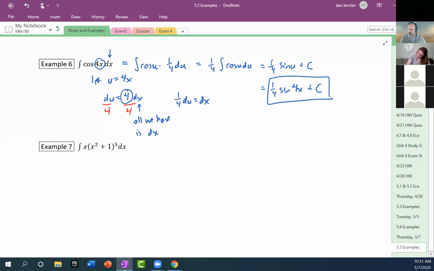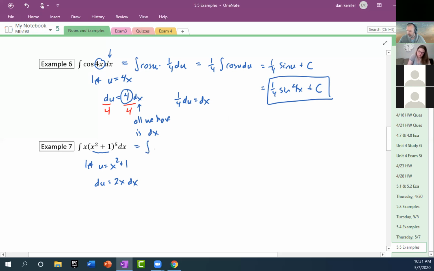All right, let's do one more. It might be all we have time for. You can see there's an x squared plus 1 inside. So that kind of leads us to believe we should do u equals x squared plus 1. Let's find what du is. du is 2x dx. But again, I don't have a 2x dx.